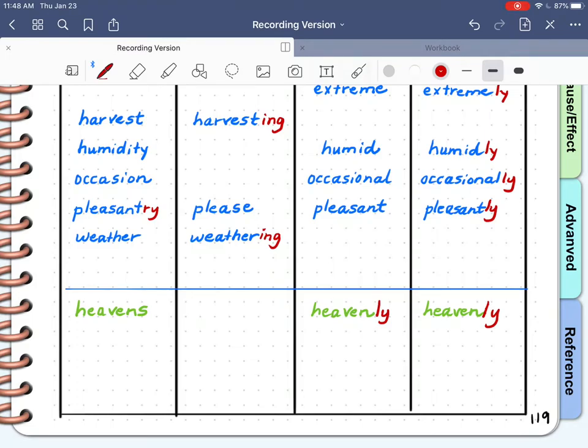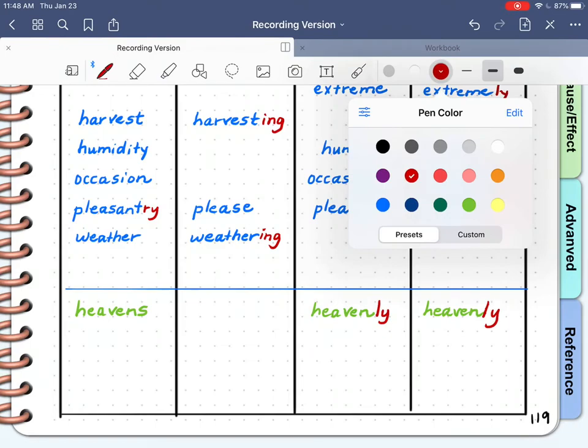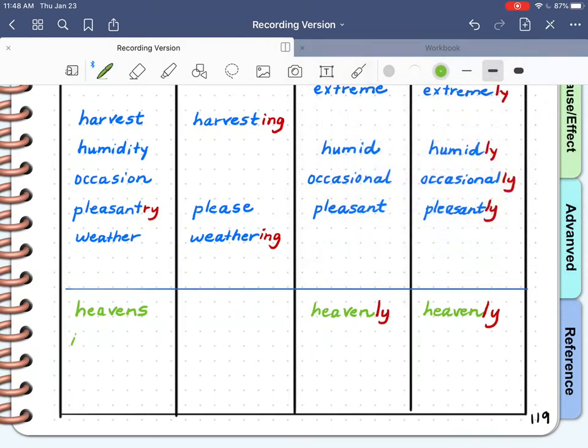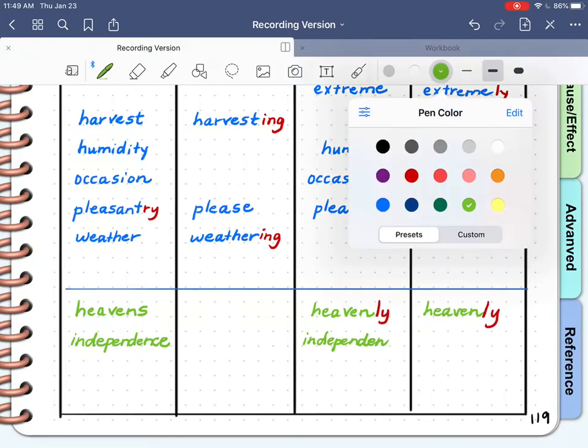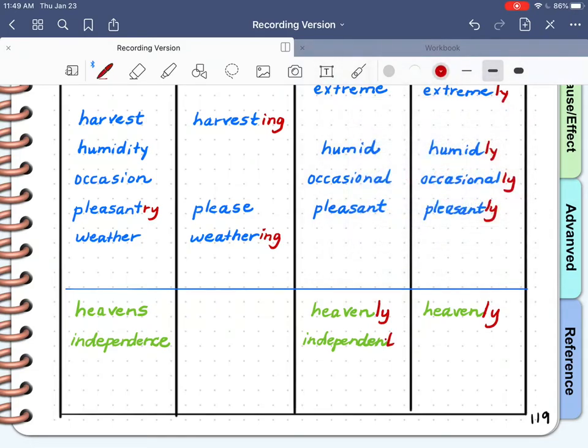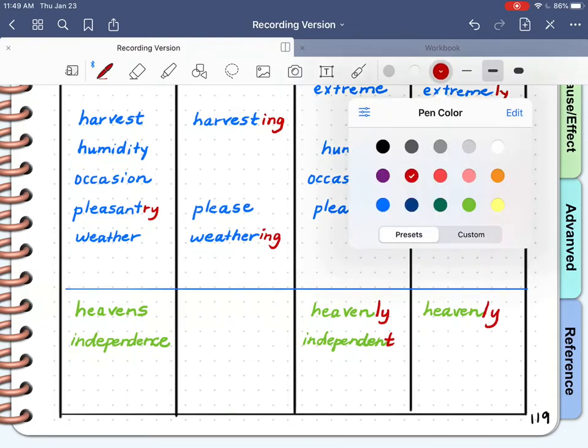Okay, the next word is independence. And we said that one is a noun. It's a thing. It's a state of existence. If I change it to independent, actually all I'm changing is the T, that's an adjective. If someone is independent, you're describing them, that is an adjective.